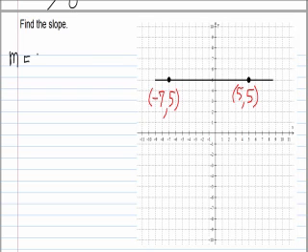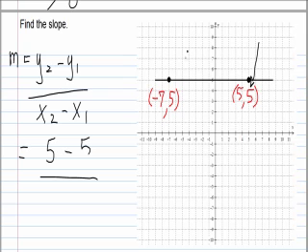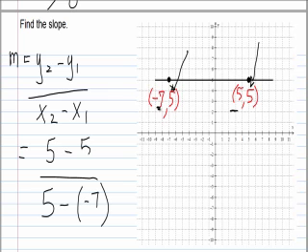So we don't really have to go through all this, although we will just to show that the answer is going to be a 0. So we'll take the second y, 5, subtract the first y, 5. That's the second y here, first y here. Subtract those for our numerator of our slope. Second x, 5, subtract first x, -7. Minus minus situation makes a plus.